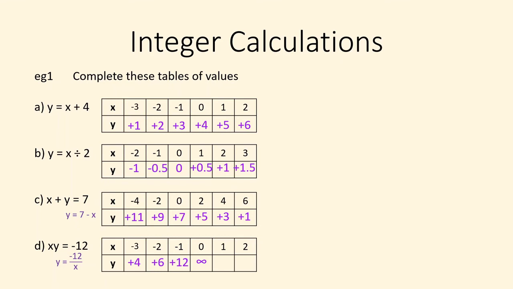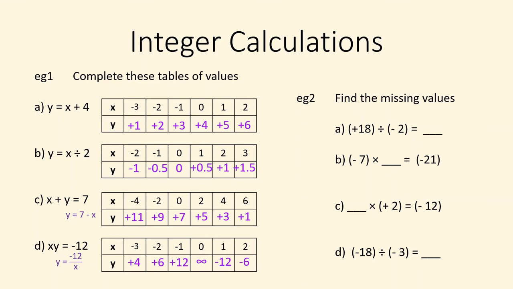If x is equal to 1, negative 12 divided by positive 1, the signs are opposite, so our answer will be negative. That's going to be negative 12. And if we do negative 12 divided by positive 2, signs are opposite, our answer is negative. 12 divided by 2 is 6, so negative 6.